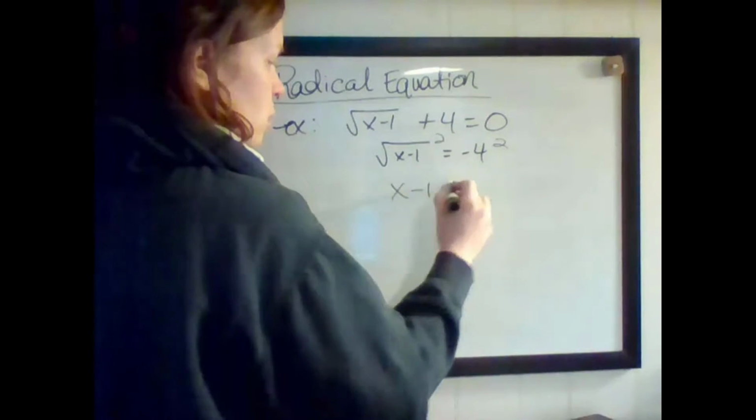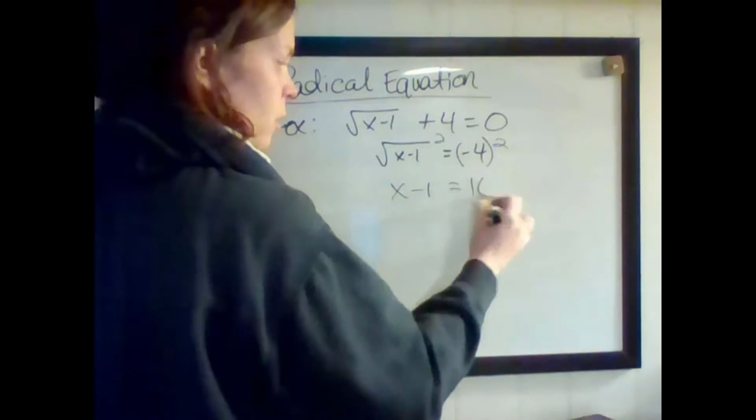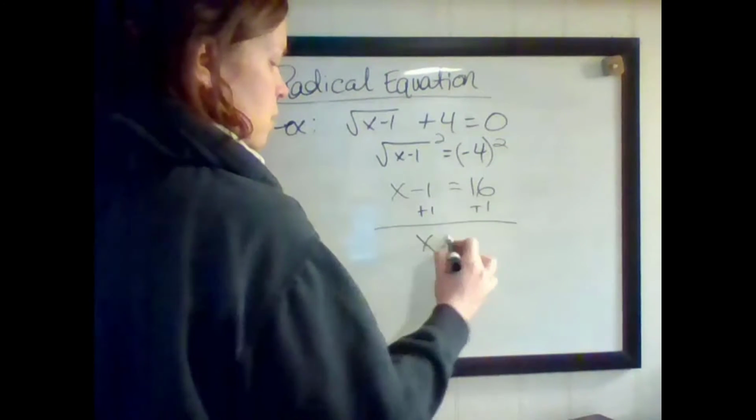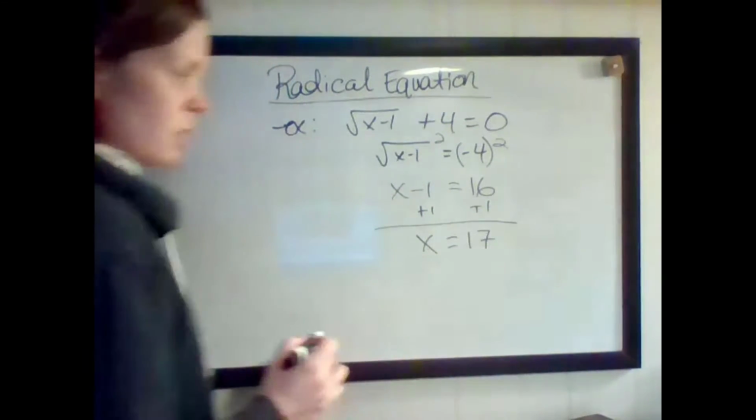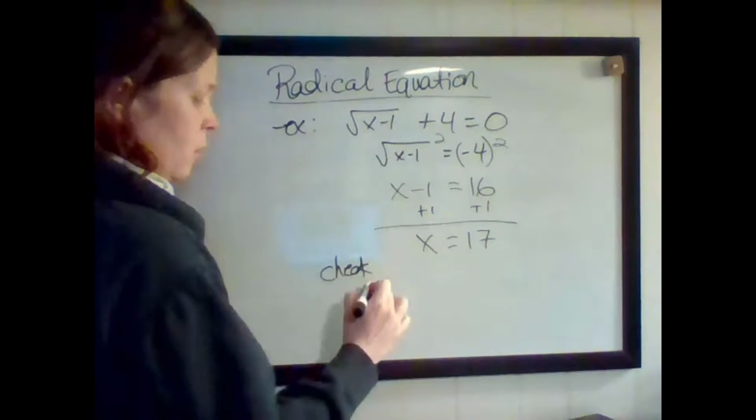So I would be left with just x minus 1 on the left side. -4, the whole thing gets squared. -4 squared is 16. Add 1 to both sides. And I would get 17. x equals 17. So now let's check it.